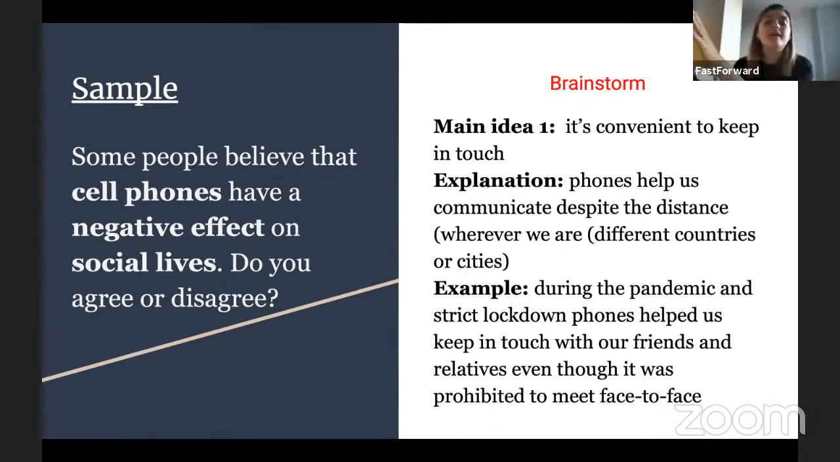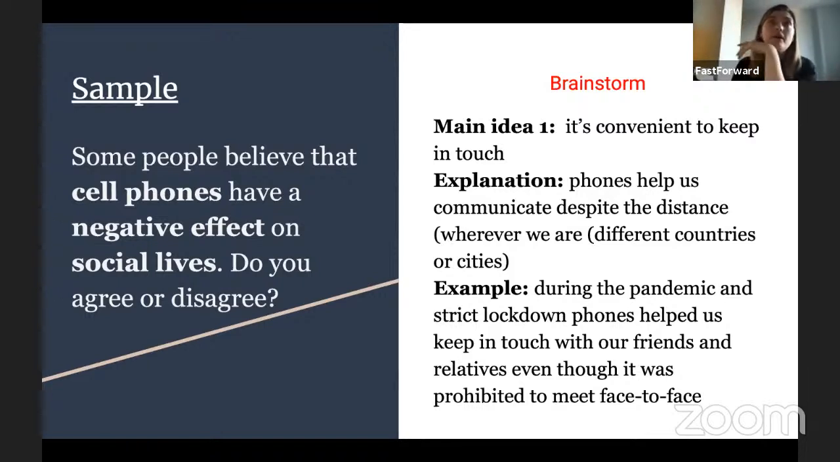You do not need to overthink. So if it's about cell phones, it means you've got to talk about something related to cell phones, okay? Not anything else. And the next important structure, I would also highlight for myself: negative effect. You're going to talk about this.